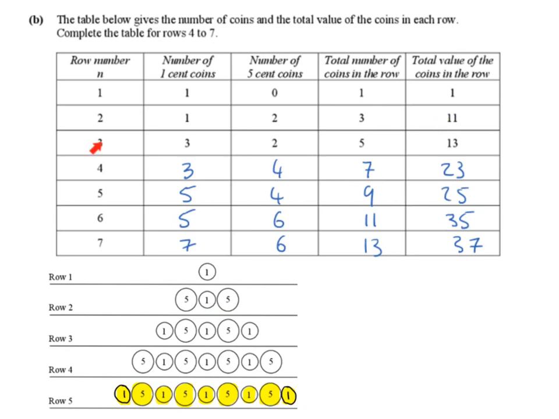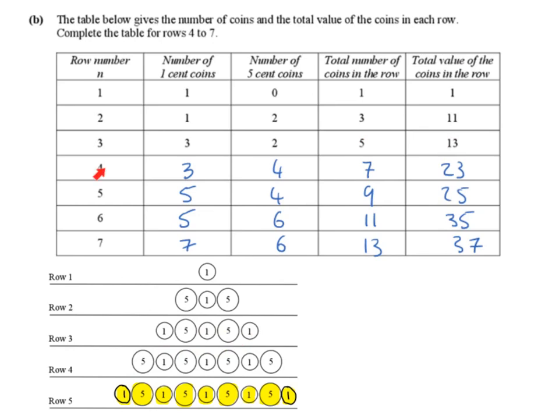And then for row 3, here's row 3. The number of 1 cent coins was 3. There's 1, 2, 3. The number of 5 cent coins was 2. There's 1, 2. The total number of coins was 5. 1, 2, 3, 4, 5. And the total value of coins was 13. 1 plus 5 plus 1 plus 5 plus 1 is 13.